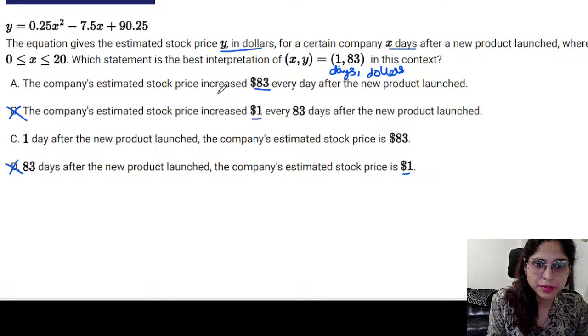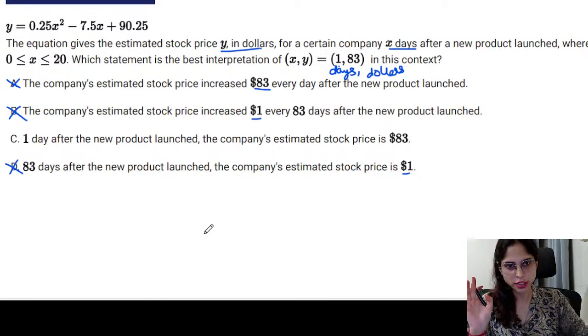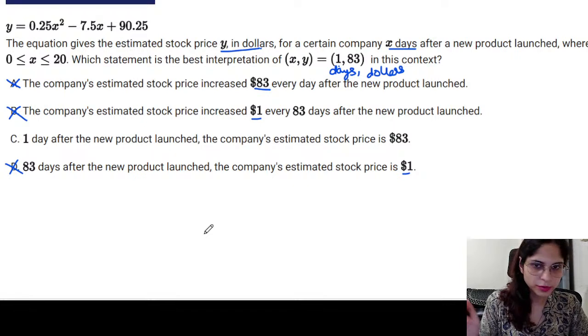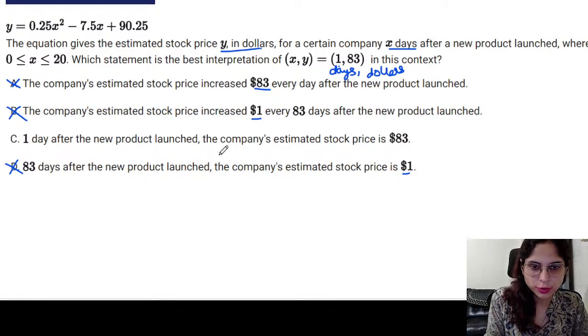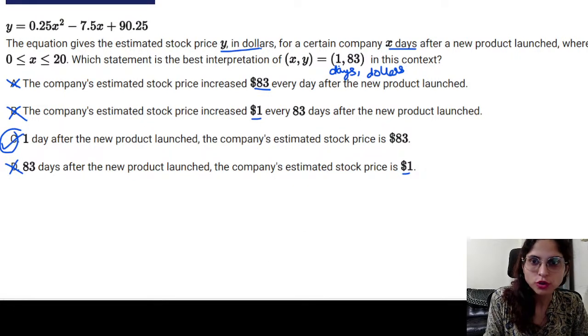The company's estimated stock price increased $83 every day after the new product launched. No. This is not a linear function, there is not going to be a constant rate of change. Okay? So that one is wrong. 1 day after the new product launched, company's estimated stock price is $83. This is correct because after 1 day, stock price is $83. So the correct answer is option C.